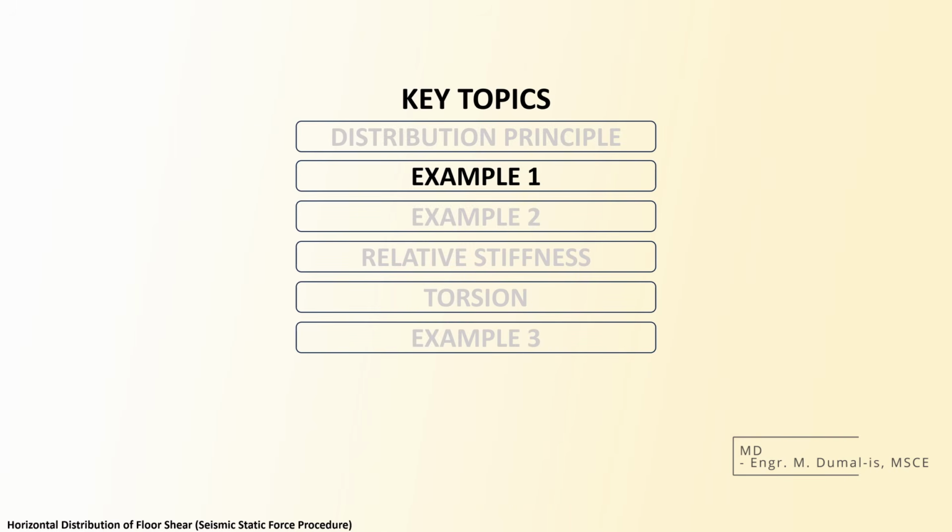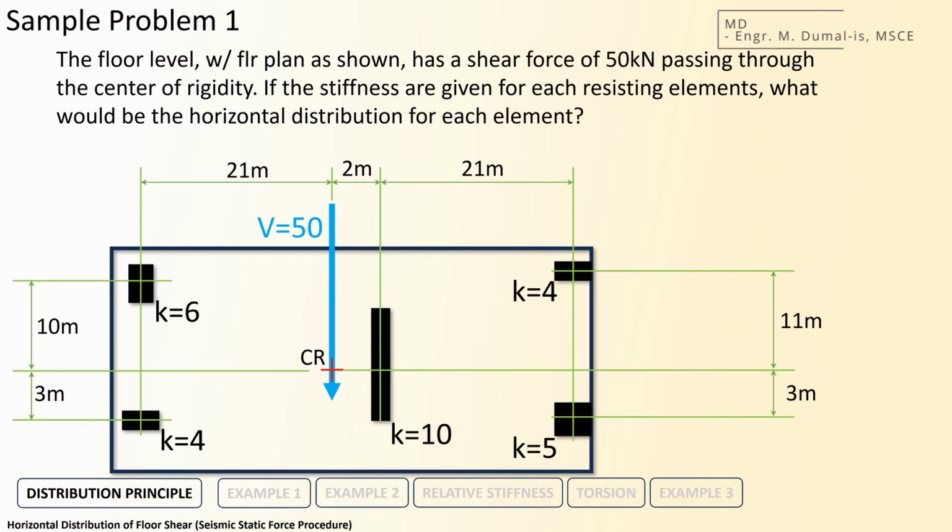Let's dive into our first example. Example 1 introduces a basic scenario of concentric horizontal distribution. This example will help clarify the fundamental principle of how shear is divided among the elements when the force is applied through the center of rigidity. Take a look at this sample problem. The floor level, with the floor plan as shown, has a shear force of 50 kilonewtons passing through the center of rigidity. If the stiffness values are provided for each resisting element, what will be the horizontal distribution for each element? We'll use this problem to illustrate how we calculate the distribution based solely on shear.